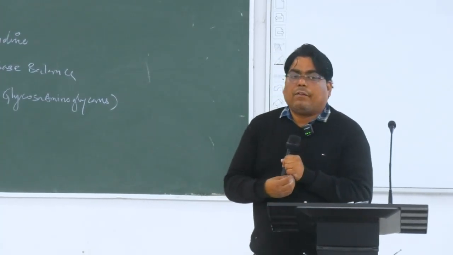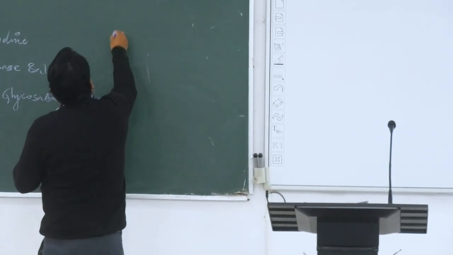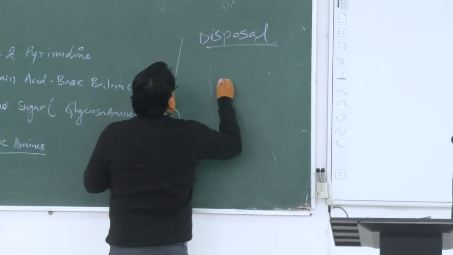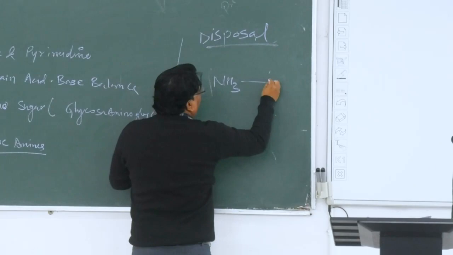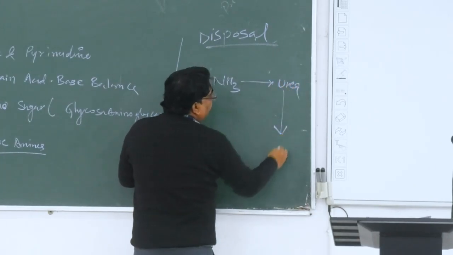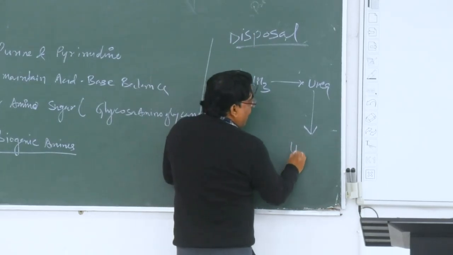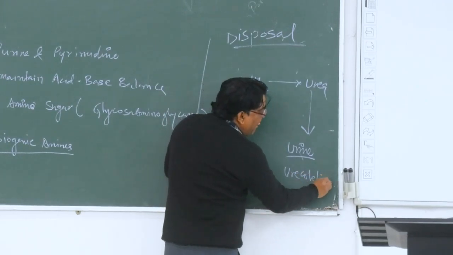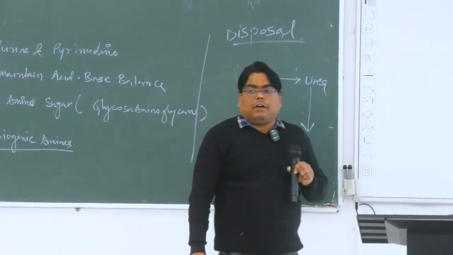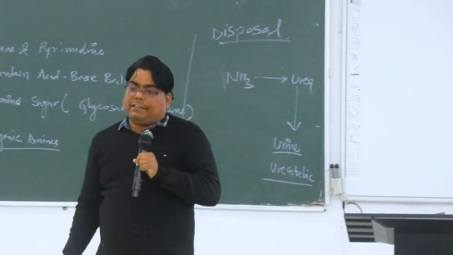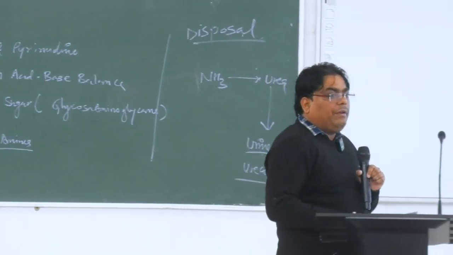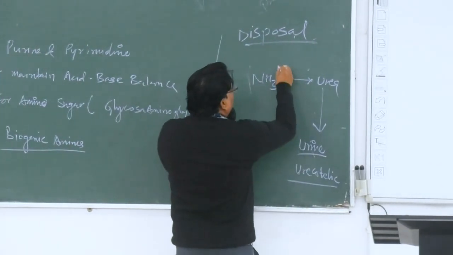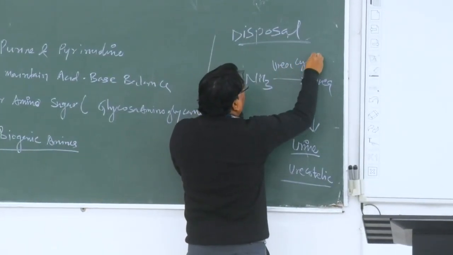So now, disposal of ammonia, you understand? Disposal means how it is degraded. It is converted into urea and we excrete urea in the urine. That's why we are called ureotelic. All the mammals, we all are ureotelic in nature because we excrete urea in the urine. So how is this urea formed? Very good, by the urea cycle.